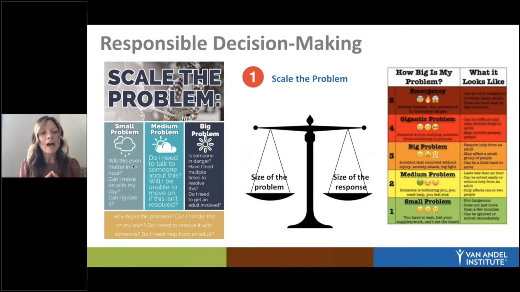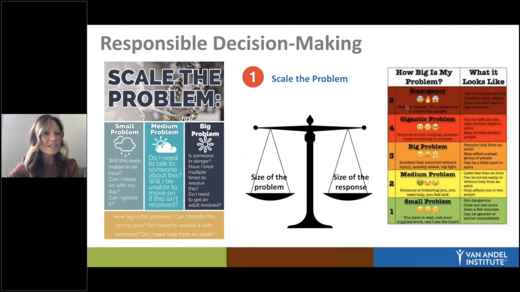Now, this helps them develop the response, right? So again, we want the size of the response to fit the size of the problem. Another way to look at that is how big is my problem? And they rate it from 1 to 5, where 1 is just a small problem that they could probably definitely solve on their own, where 5 is an emergency. They need to get somebody and get somebody quick. So teaching kids what that problem looks like and the proper and appropriate response is really key here.